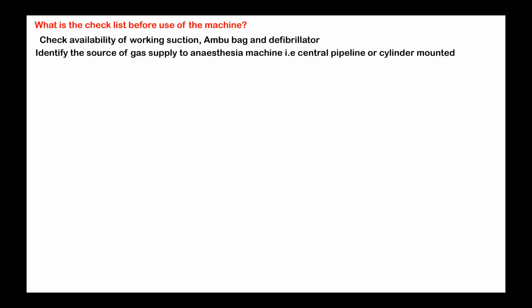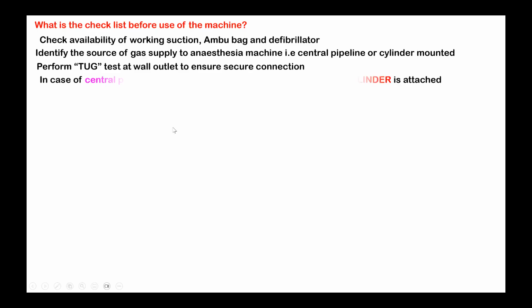Then the second thing is identify the source of gas supply to the anesthesia machine, whether it is coming from central pipeline or the cylinder attached to the machine. Perform the tug test at wall outlet to ensure secure connection. And in case of central pipeline supply, make sure the full oxygen or half full oxygen cylinder is always available and attached to the machine with its key to open the cylinder.